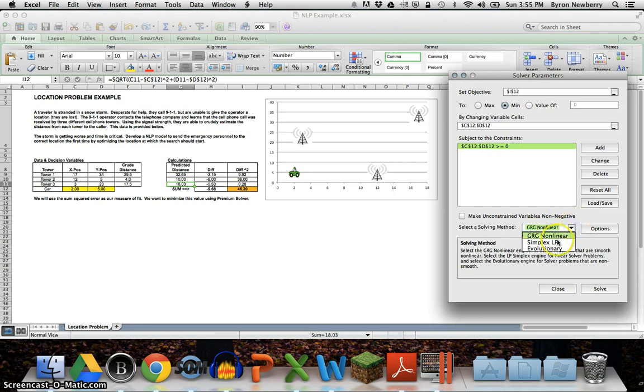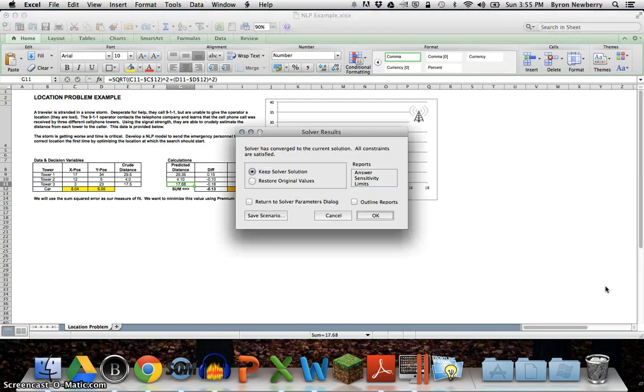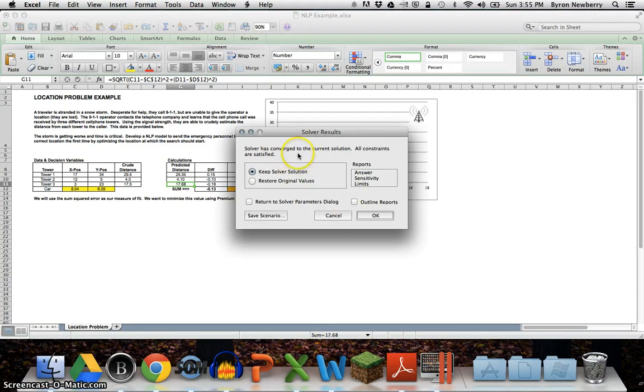And this time I am not going to do the simplex. I'm going to do GRG, which stands for Generalized Reduced Gradient nonlinear solver. If I do linear, it won't work. And we should be able to solve. Sure enough, we get a solution. Everything is converged, so let's keep it.